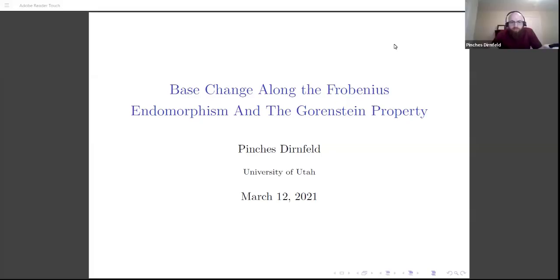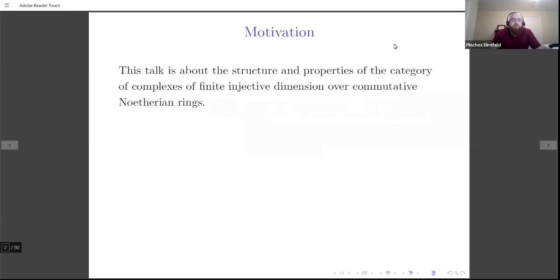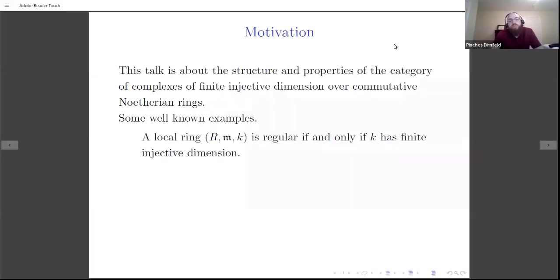The talk is on base change along Frobenius endomorphism and the Gorenstein property. So this talk is really about the structure and properties of the category of complexes of finite injective dimension over commutative Noetherian rings. Of course, complexes of finite injective dimension tell us a lot about the ring itself, and there are a lot of well-known results about this.